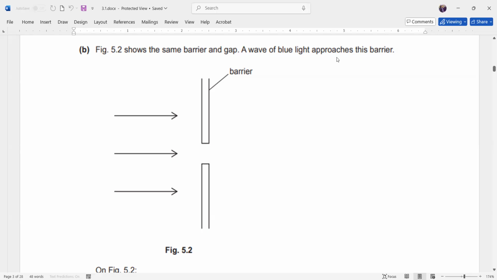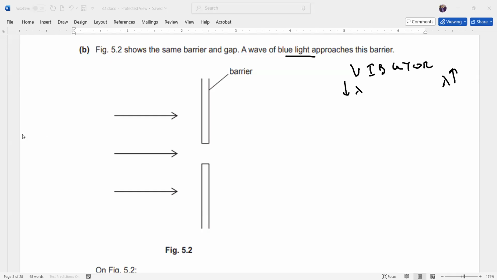The wave of a blue light approaches. You will learn this in the electromagnetic spectrum, but I'm giving a hint here. We have violet, indigo, blue, green, yellow, orange, and red. In terms of wavelength, red has the longest wavelength and violet has the shortest. Before we had a red light, but now blue light is approaching. What about the wavelength of blue light, longer or shorter? Shorter. So the blue light will have a shorter wavelength.